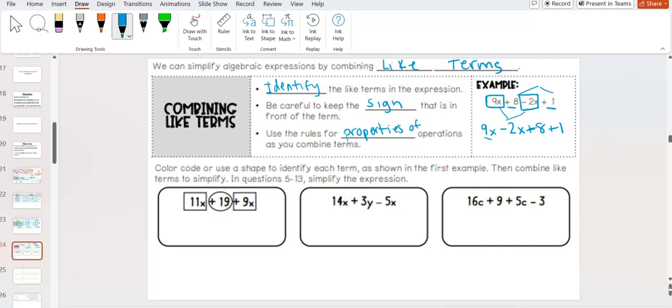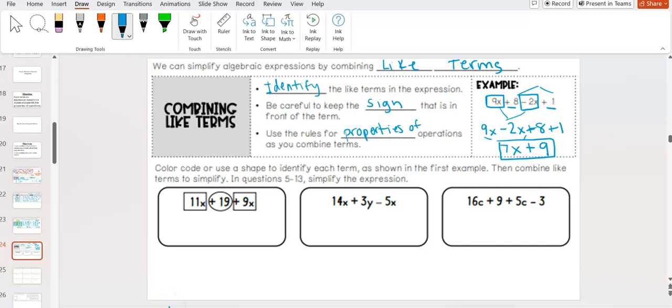And now I can go ahead and solve and do 9x take away 2x. If I had 9 x's and I took away 2 x's, I would be left with 7 x's, plus 8 plus 1 is 9. And this would be my final combined like term.